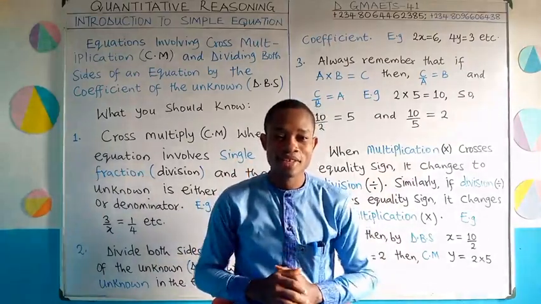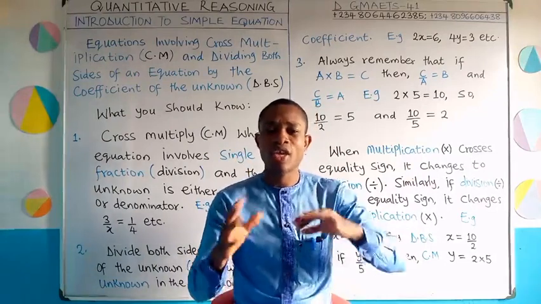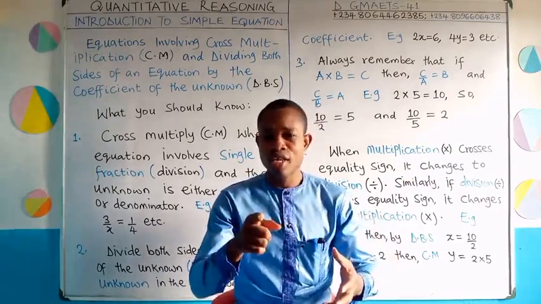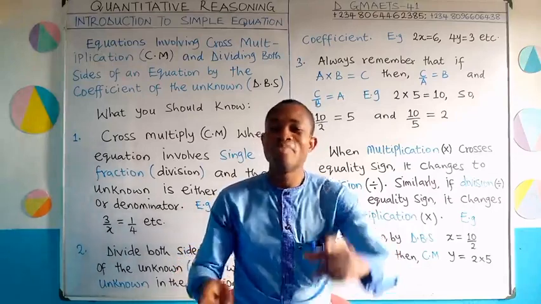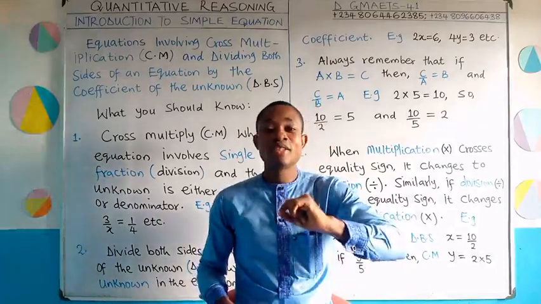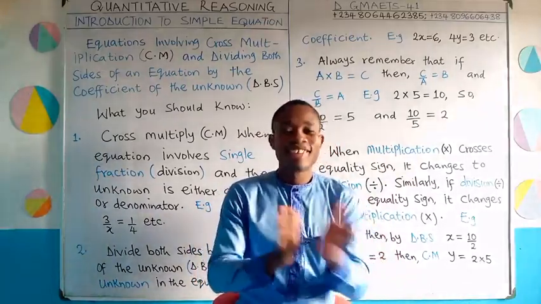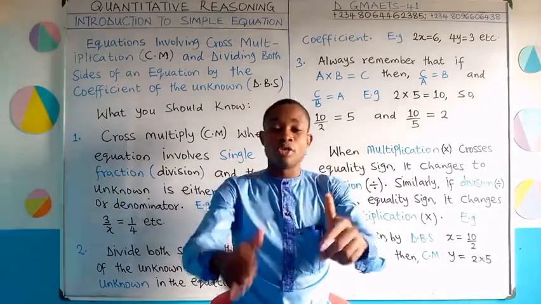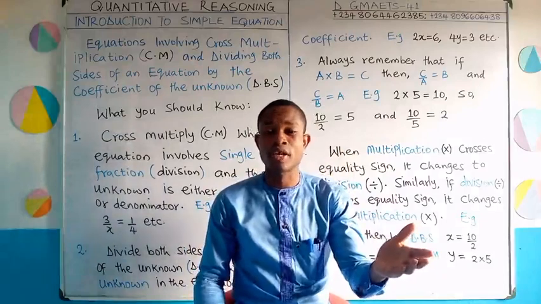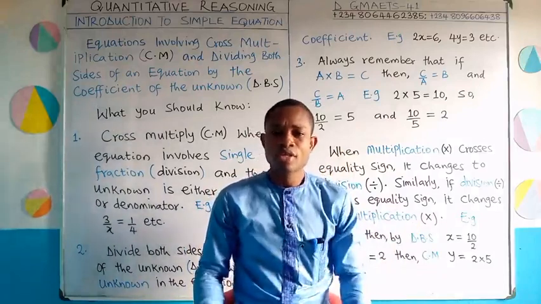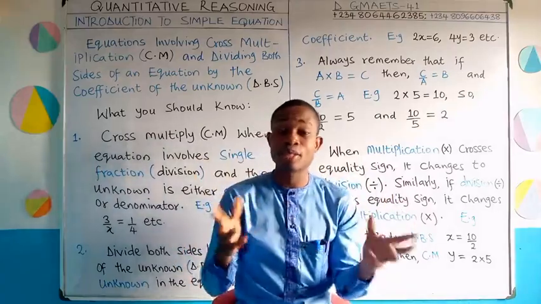As a reminder, in our last class in quantitative reasoning, I explained that in collecting like terms, if plus crosses the equality sign, it will change to what? Minus. That's correct. And if minus crosses the equality sign, it will change to what? You are absolutely right. It will change to plus. So you see that there is this relationship between plus and minus when you are studying simple equations.